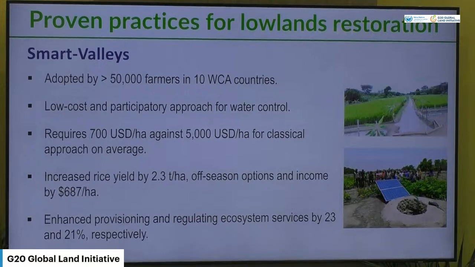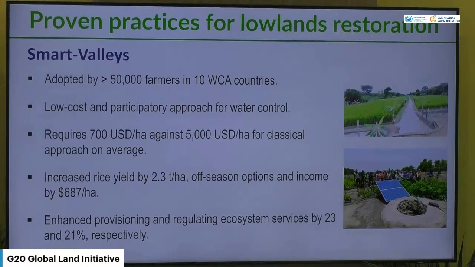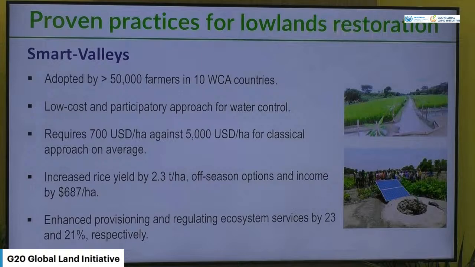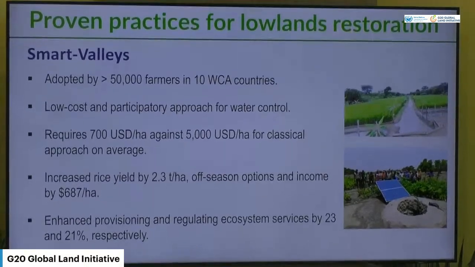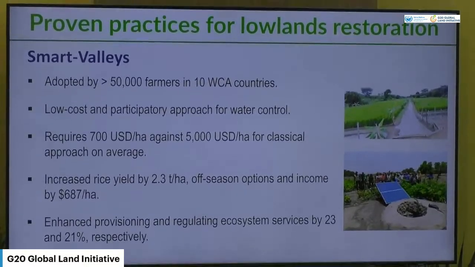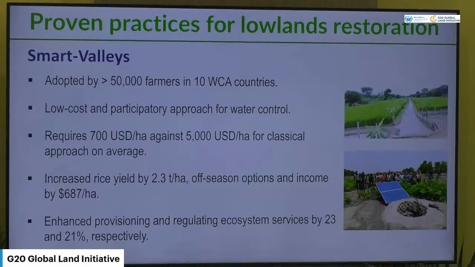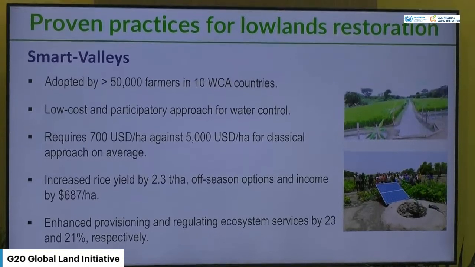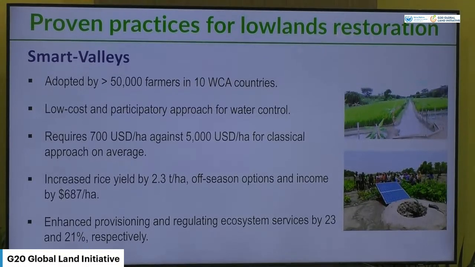What is very interesting is that this approach requires only $700 against the traditional approach, which requires about $5,000 per hectare. And the adoption of this approach by farmers has contributed to increase rice yield by 2.3 tons per hectare. It has also contributed to integrating off-season crops during the dry season, and has contributed to increase farmers' income by $687 per hectare.